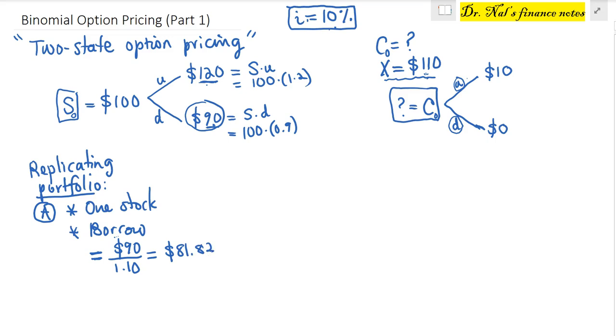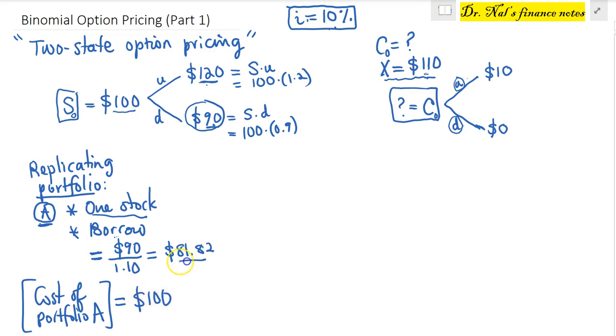Okay, so with this amount of borrowing, now we can realize that the cost of portfolio A is simply equal to, well, we purchased one stock, which will cost us $100, but at the same time we borrowed $81.82, so we need to subtract this amount, $81.82, for a net cost of $18.18. So the overall cost of this portfolio A is $18.18.